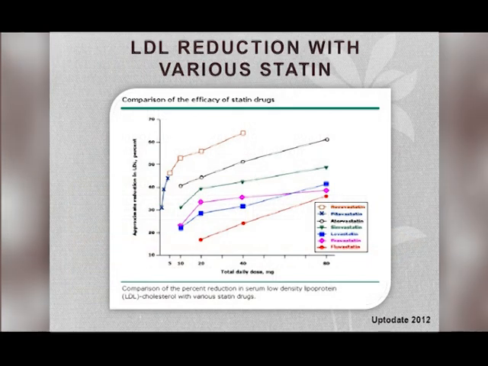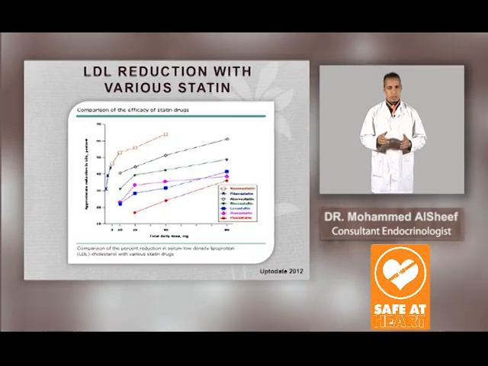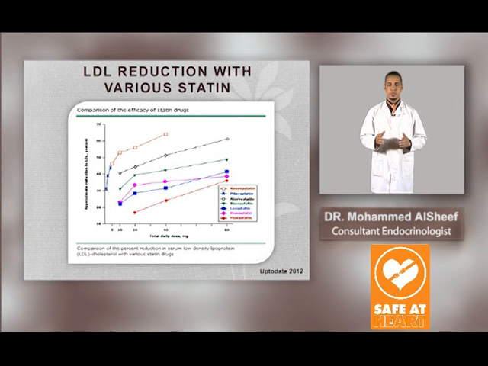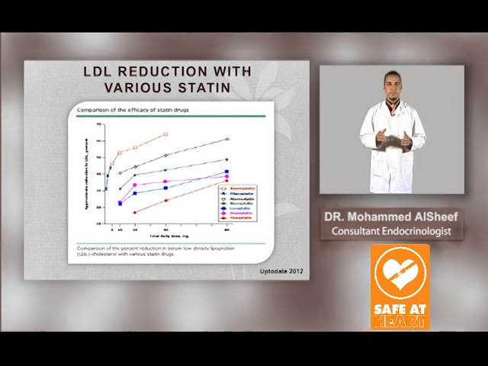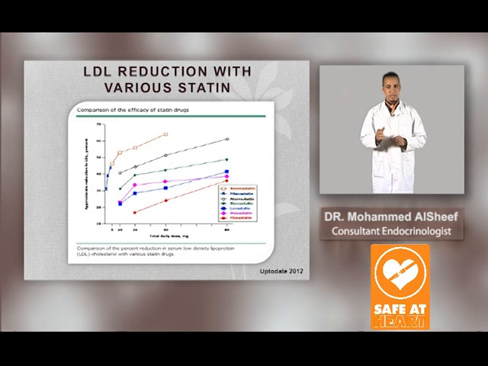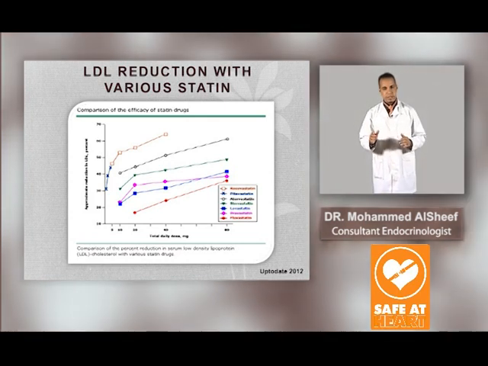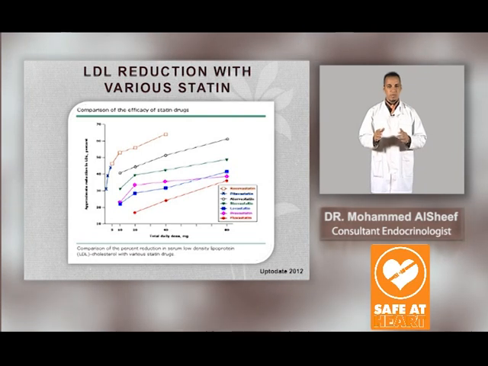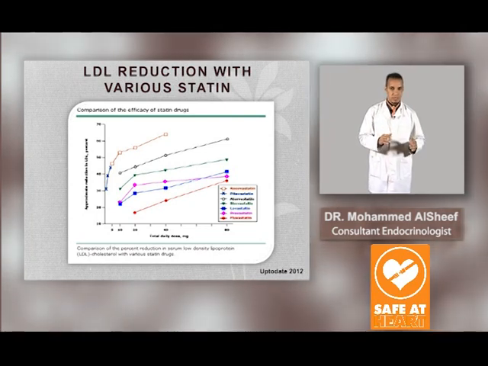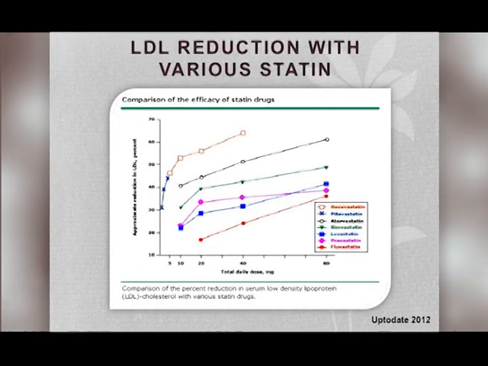And this slide is important. Statins are not the same. They differ in potency and in terms of LDL reduction. The most potent one is rosuvastatin, with a 65% reduction of LDL at the maximum dose of 40 milligrams, which is equivalent to 80 milligrams of Lipitor, and it can decrease LDL by 60 up to 65%. Other statins like lovastatin and pravastatin are less potent, but the least potent is fluvastatin, which can reduce LDL by up to 30% at the maximum dose of 80 milligrams.